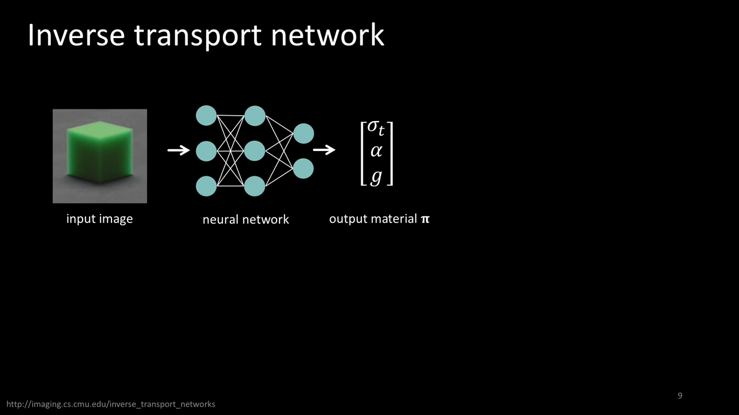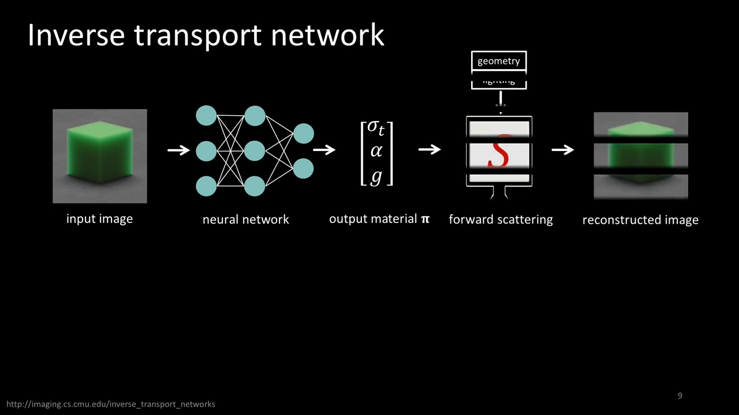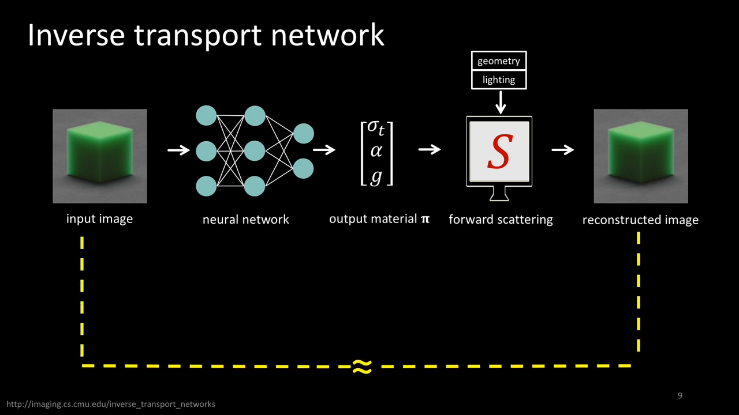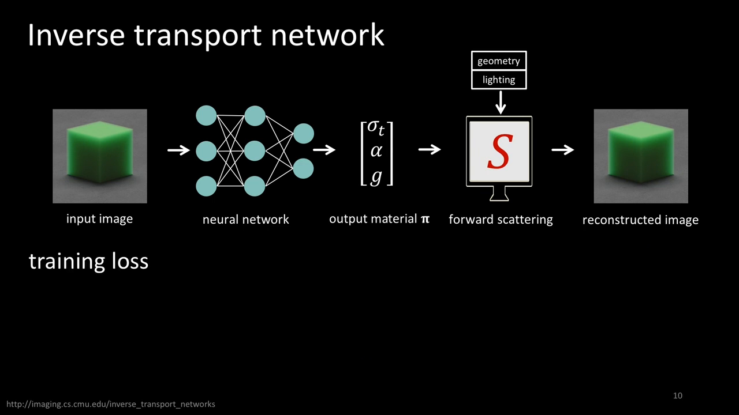To combine the advantages of these two types of inverse scattering techniques, we propose a physics-aware learning pipeline that we call inverse transport network. It works by concatenating a neural network and a forward scattering simulator. During training, the network outputs material parameters which are used by the simulator to synthesize a new image. By requiring that this matches the input image, we force the neural network to act as the inverse of the forward scattering function. Our training loss has two terms.